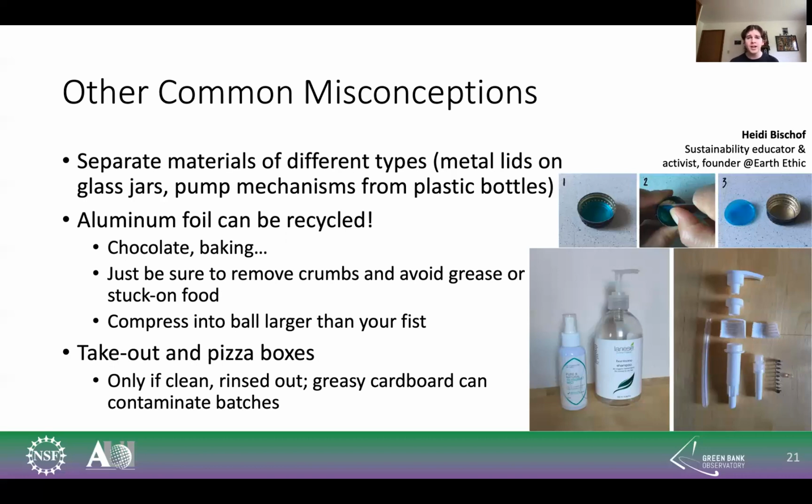Another common material that people often will just toss is aluminum foil, which can be found everywhere from a chocolate wrapper or in baking.